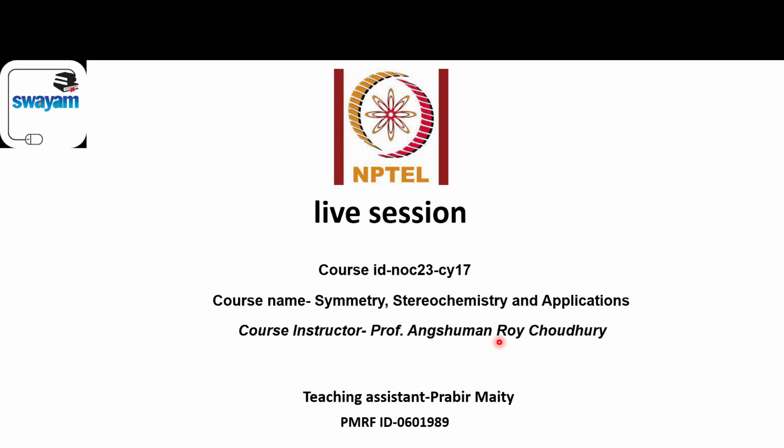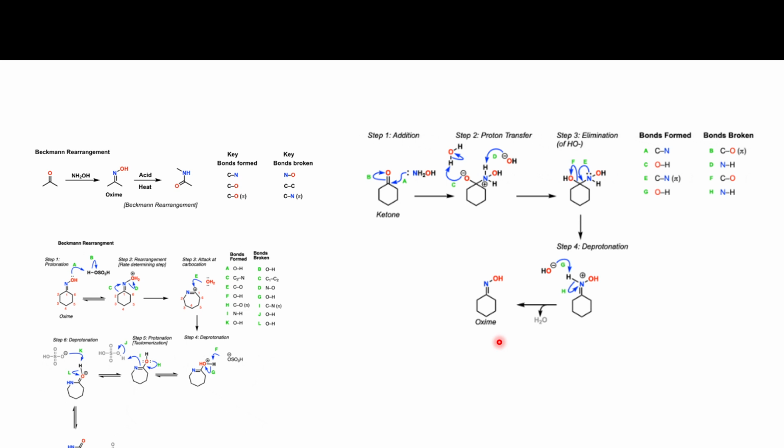In earlier classes we talked about substitution reactions, elimination reactions, and before that some stereochemistry problems. I will solve those. Today's classes we are solving some reaction mechanisms, how they happen. We are mainly focusing on some name reaction rearrangements. So first I start with the Beckmann rearrangement. So what is the Beckmann rearrangement?